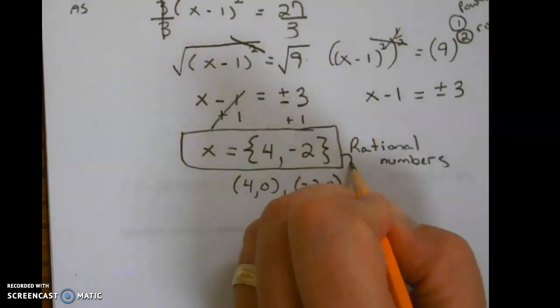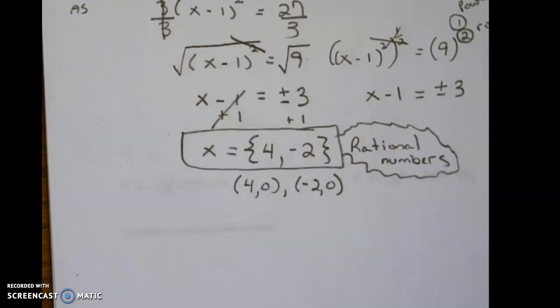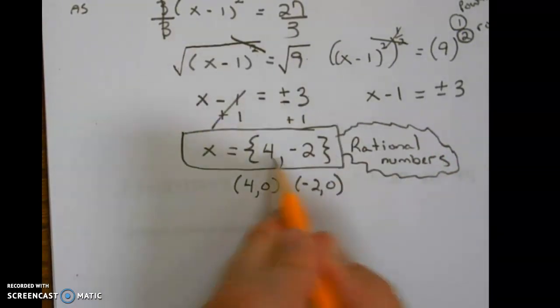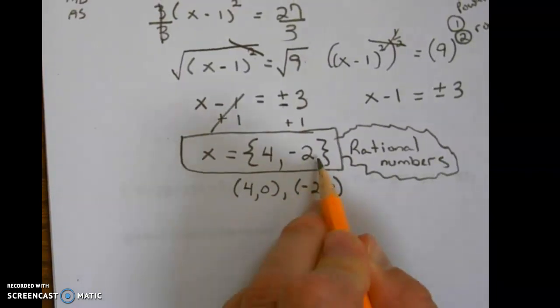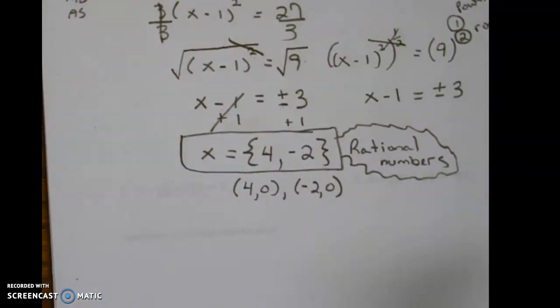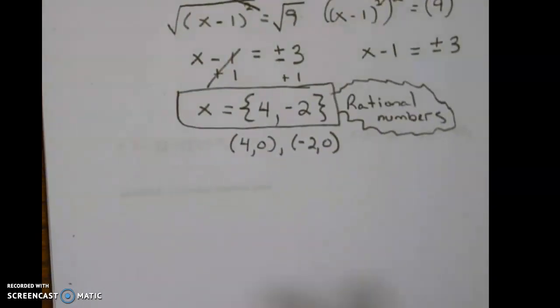And it's important that you understand different types of numbers. Rational numbers are numbers that can be put into fraction form. Well, I can put both of these over 1 and they're in fraction form, so they're rational. Okay, let's take a look at another example.